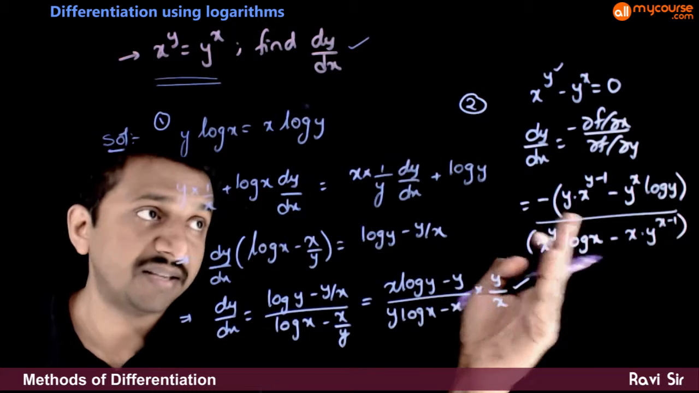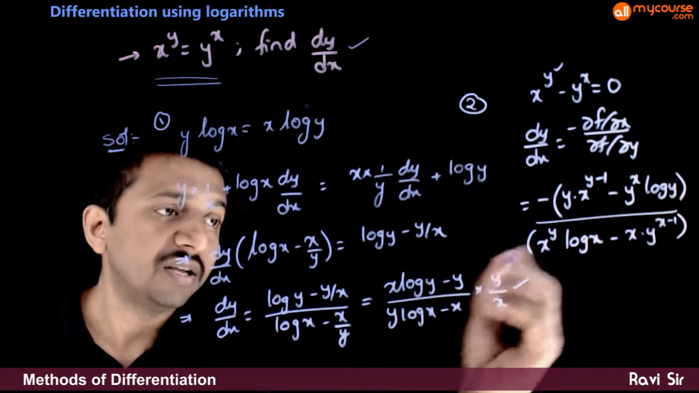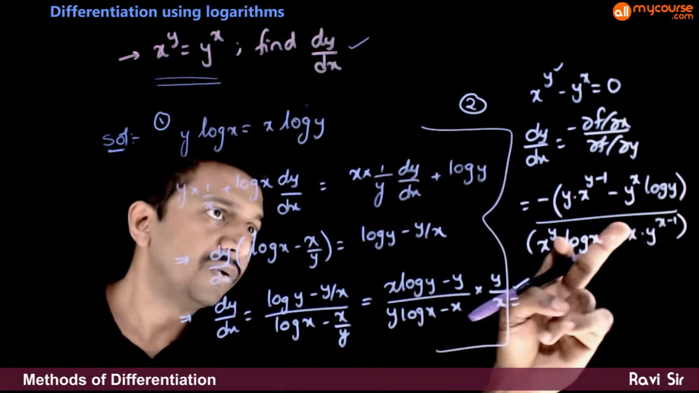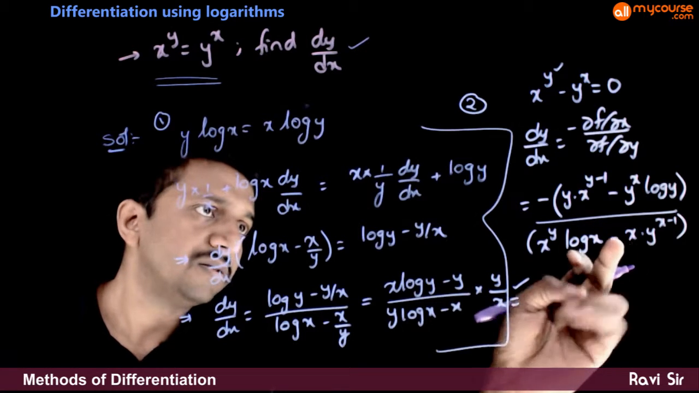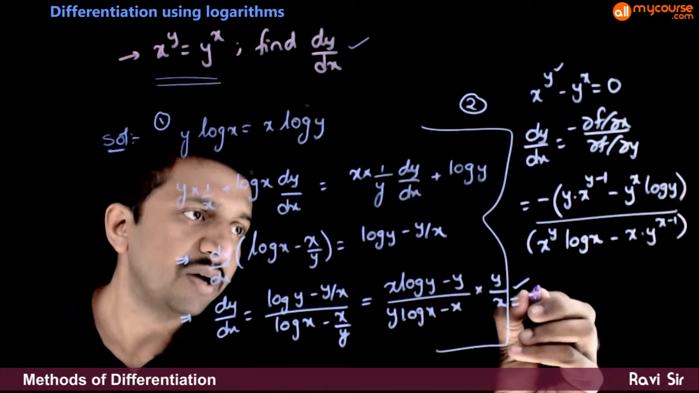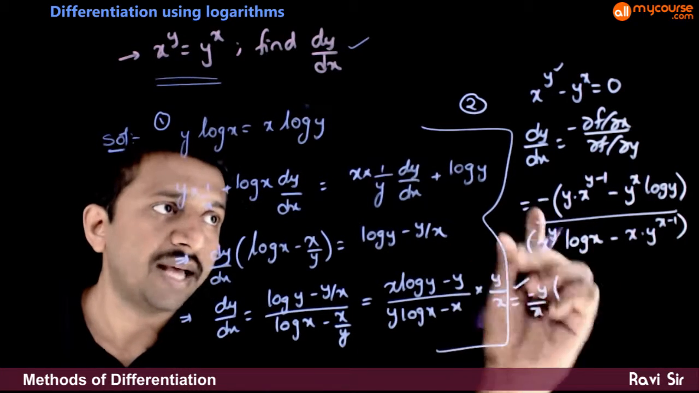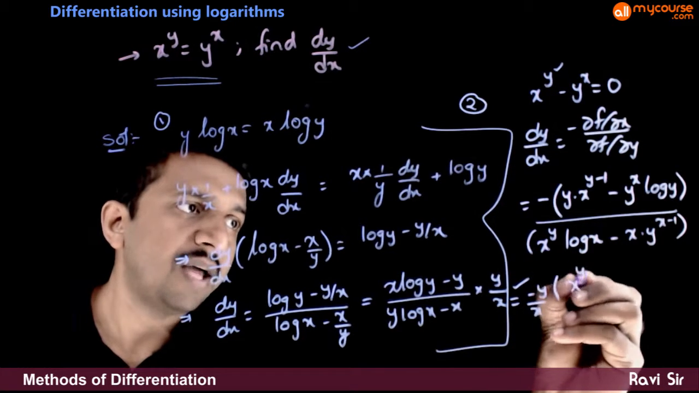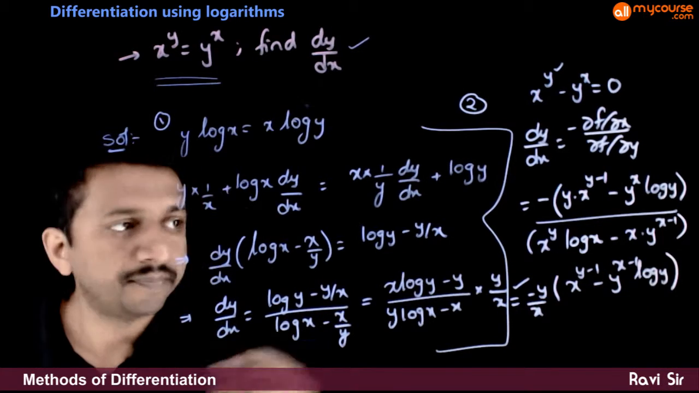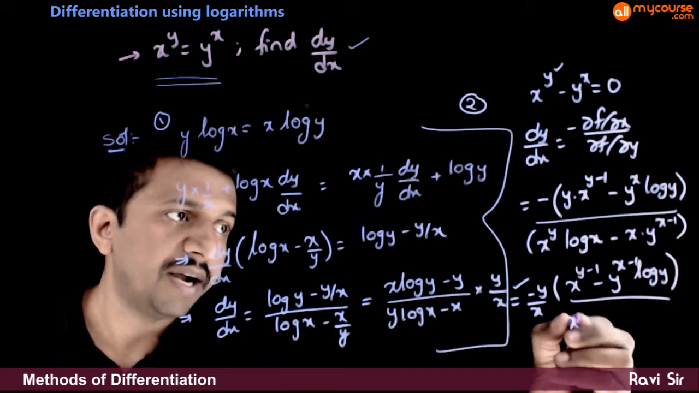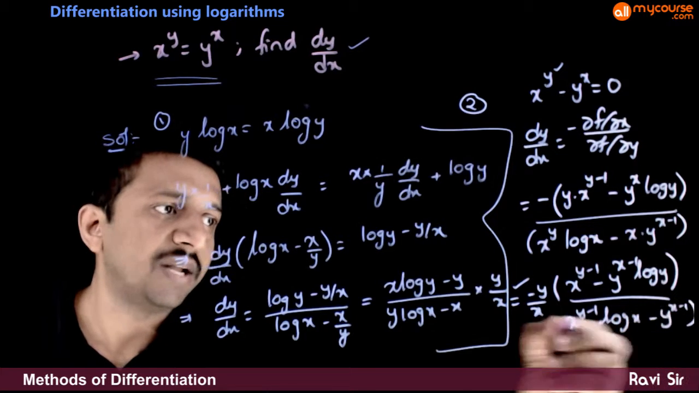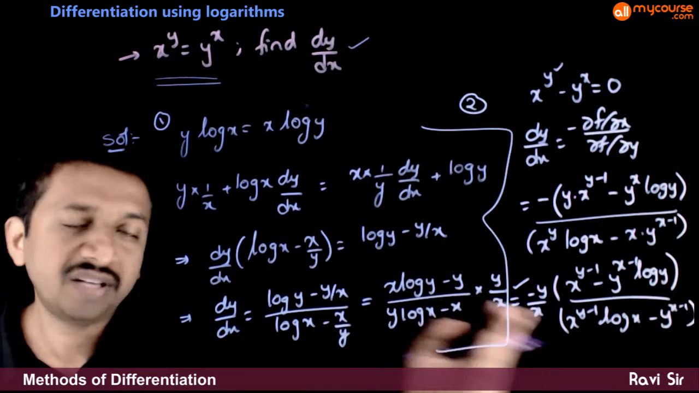So what happens if you simplify this? That is equal to, if you take y and x as common here, minus of y by x times, we take y as common, you get (x power y minus 1 minus y power x minus 1 log y) divided by, if we take x as common, (x power y minus 1 log x minus y power x minus 1) as the answer. So both of these answers are right.